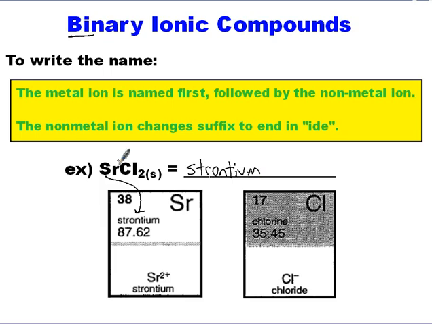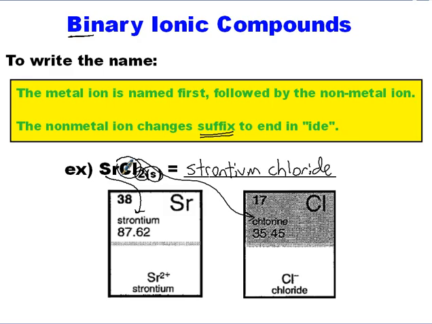Then I look at the second part, Cl. That is chlorine. But here's the thing. I'm not going to write chlorine. I'm going to write chloride. I'm going to change the suffix, which is the ending of the non-metal, to ide. Do I do anything with that 2? No, not yet. Do I do anything with that S? No, not yet. I'm finished. I'm good. That's the basic naming of SrCl2. You would say that out as strontium chloride.